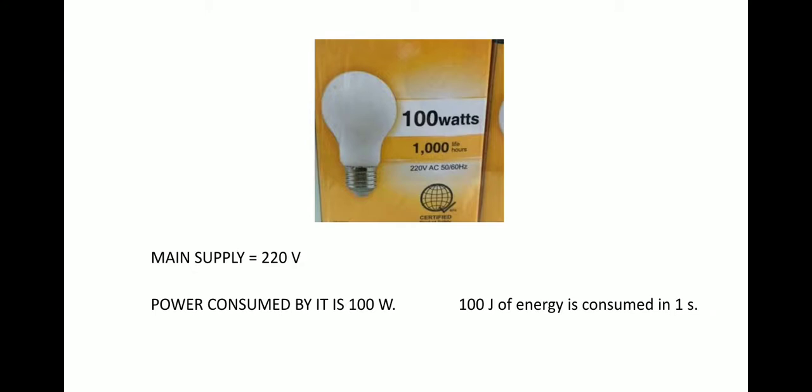So we'll be talking about a bulb with 100 watts and 220 volt. So the main supply out here is 220 volt. The power consumption is 100 watts. Okay, 100 watt means it consumes 100 joules of energy in 1 second. We all know that in the previous chapter we have learned that power is equal to V squared by R. So replacing P and R in their respective places, we'll get R is equal to V squared by P.